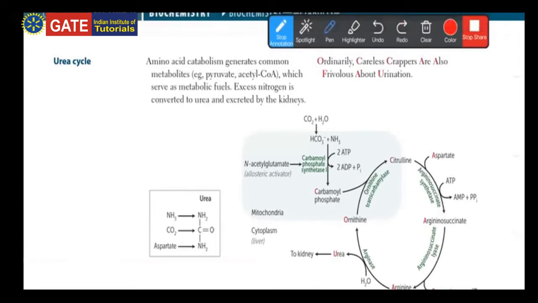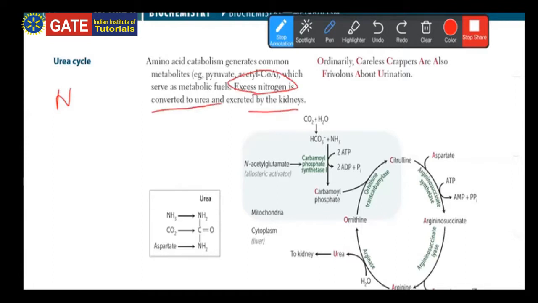You have to know about these steps. This cycle is very important because it is converting your ammonia into a less toxic form called urea, and then that is being excreted by your kidneys. So the major function is ammonia conversion. Excess nitrogen is converted to urea and it's excreted by your kidneys.